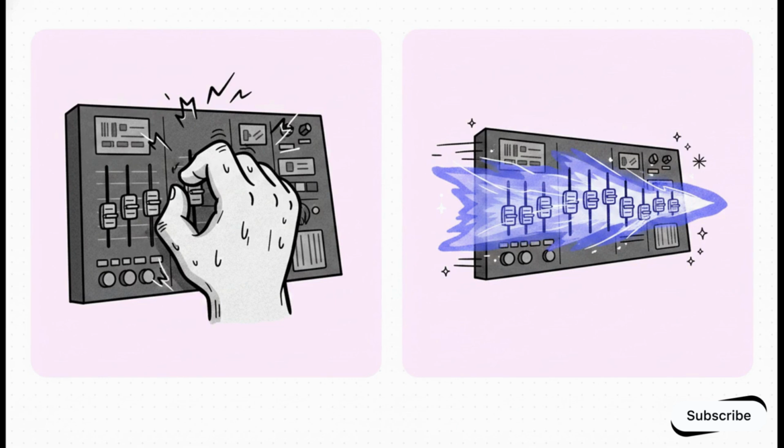But the gradient? Well, the gradient is a totally different beast. It moves that entire bank of 1 million sliders simultaneously. It's this powerful, perfectly coordinated wave of adjustment.